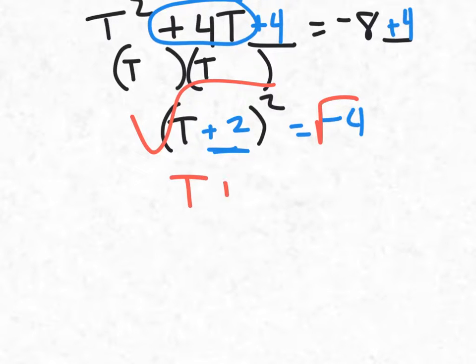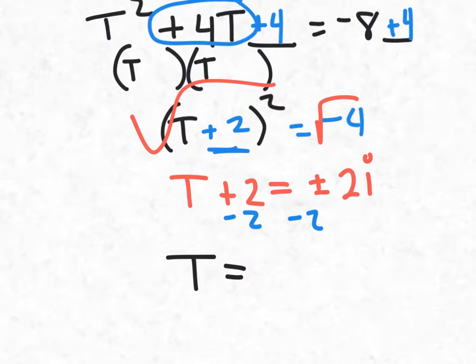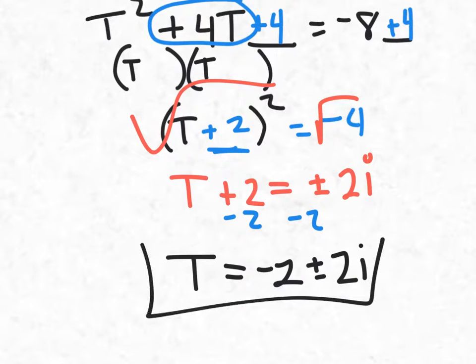I'll have t plus 2 equals what? Plus or minus 2i. That's great. You guys remember that from a couple of weeks ago. All right, so final step would be to do what? Subtract 2. Final answer is t equals -2 plus or minus 2i. Remember, complex numbers always have the real part first and the imaginary part second. Okay, so that's your answer.